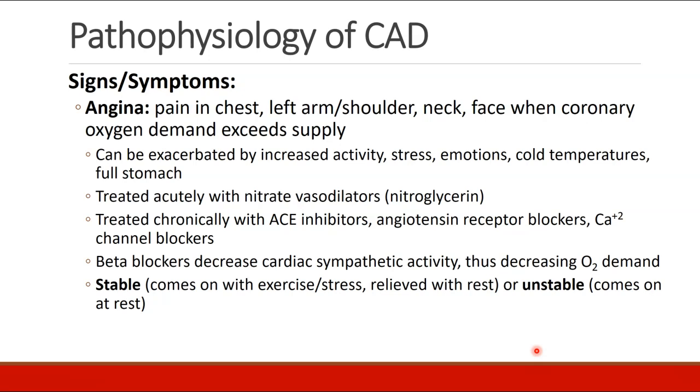Angina is treated acutely with nitrate vasodilators like nitroglycerin, and chronically it's treated with ACE inhibitors, angiotensin receptor blockers, and calcium channel blockers. Beta blockers may also be useful because they decrease cardiac sympathetic activity, thus decreasing oxygen demand. Angina is usually classified as stable or unstable. Stable angina predictably comes on with exercise or stress and is relieved with rest, while unstable angina comes on even at rest.